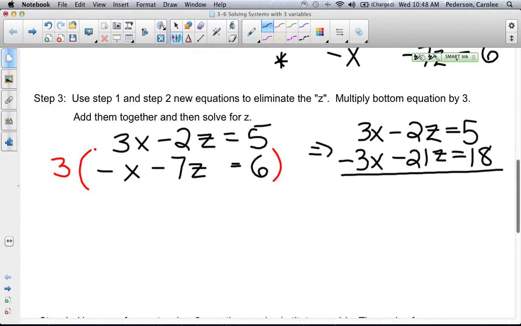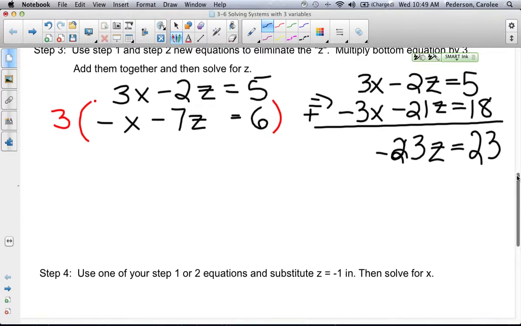Now let's go ahead and add those two equations together. 3x minus 3x is 0. Negative 2z plus negative 21z is negative 23z. And then on the right, 5 plus 18 is 23. What happened now is I'm down to one variable, z, that I can solve for z.